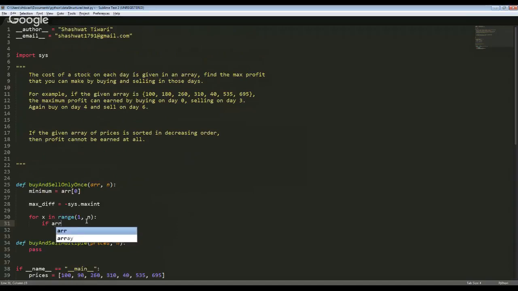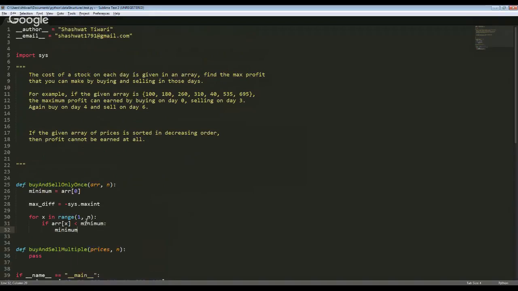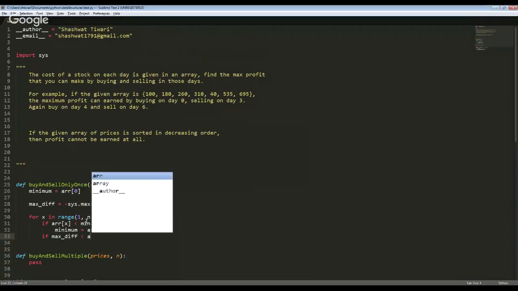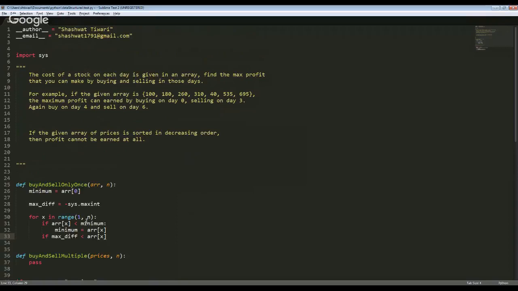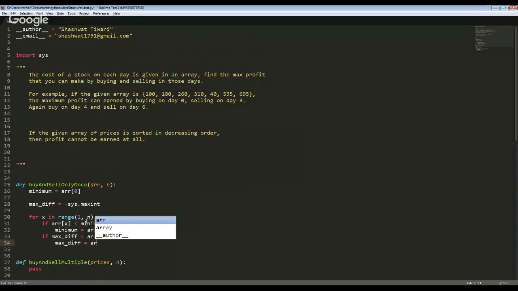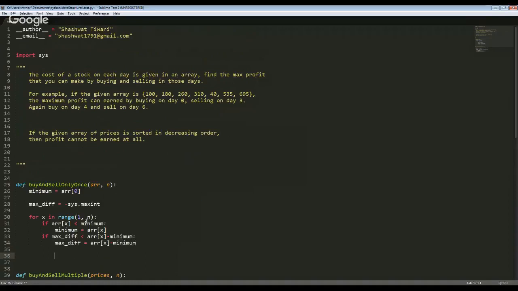So if the current element, which is array of x, is less than the minimum, we can assign minimum to that current element, right? And at the same time, we'll check if max diff is less than array of x minus minimum. We'll have max diff equal to array of x minus minimum, right? And then we can just return the max diff.